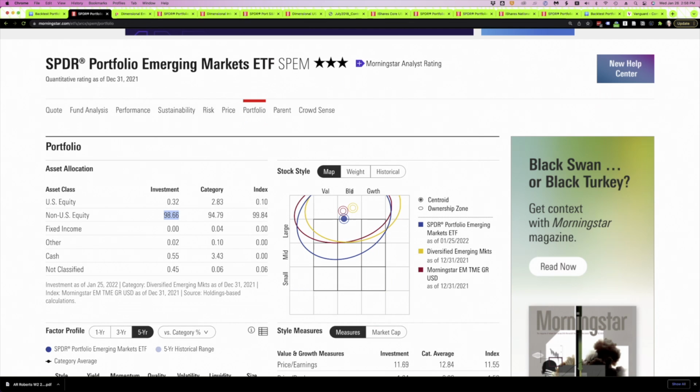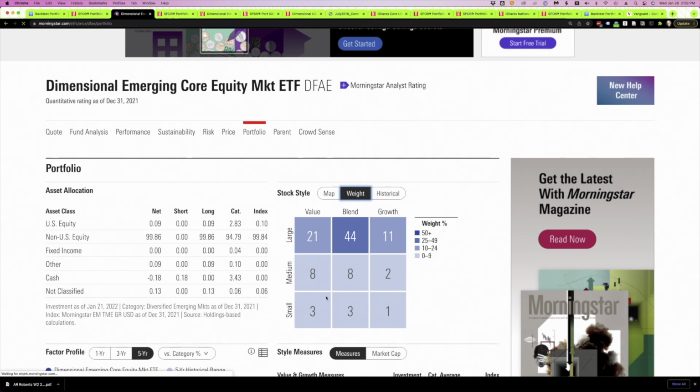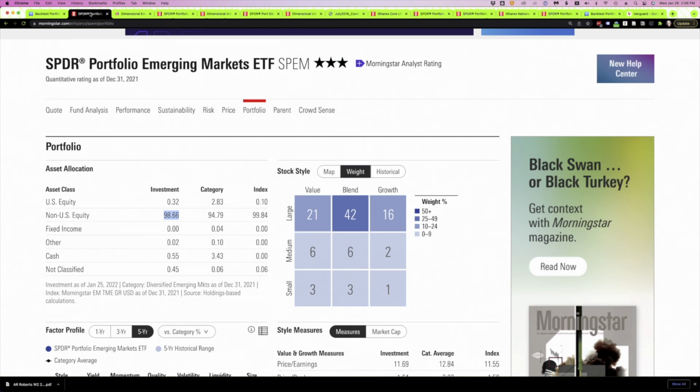There's Dimensional, and here's the SPDR fund. So Dimensional is a little bit smaller, right? It's got a little bit more in the mid-cap range, for example, and it tilts ever so slightly more to value, but not a huge difference.